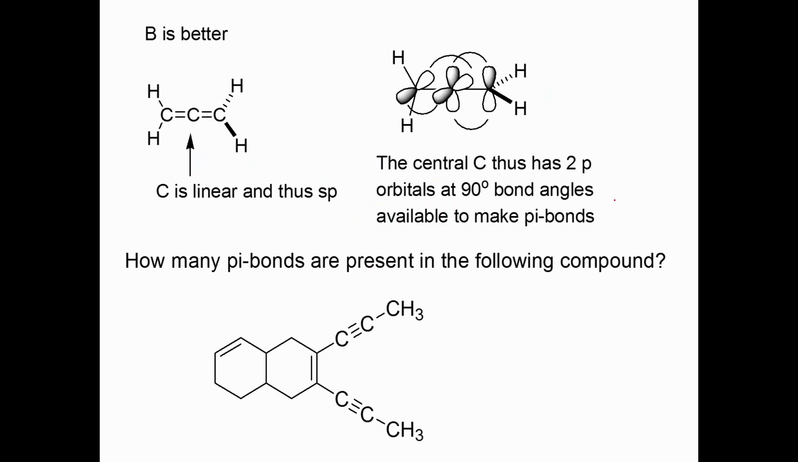C is linear and thus sp, and there's another repeated structure using the chemical drawing program shown there. The central carbon has 2 p orbitals at 90-degree bond angles, and they're each available to make pi bonds, but you can't make more than one pi bond from each of the p orbitals. So you're going to end up with this structure where the outer carbons are in opposite planes.